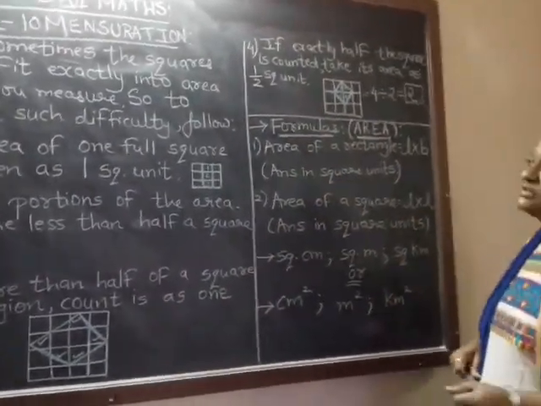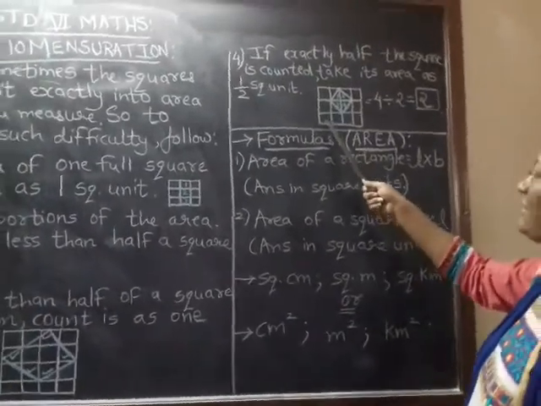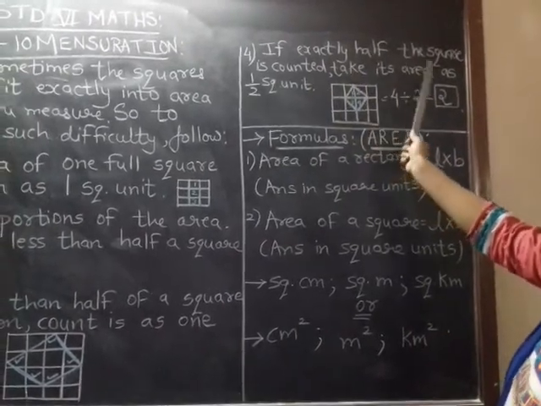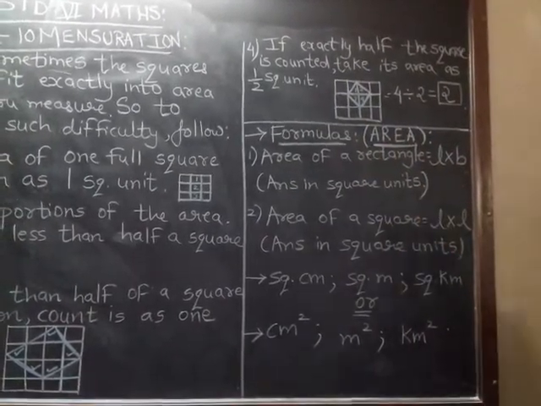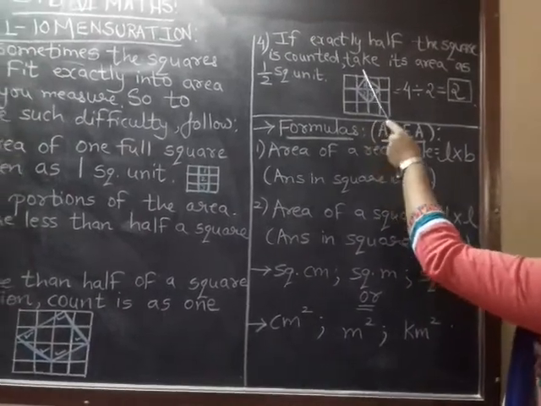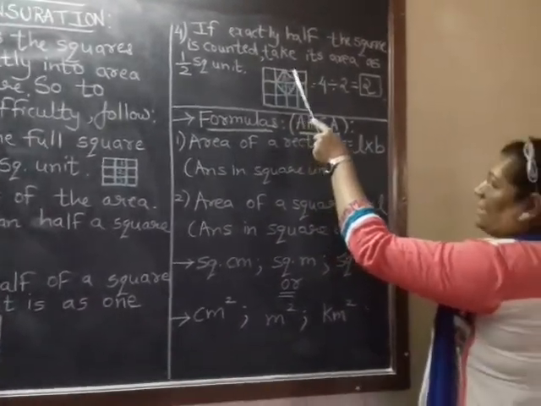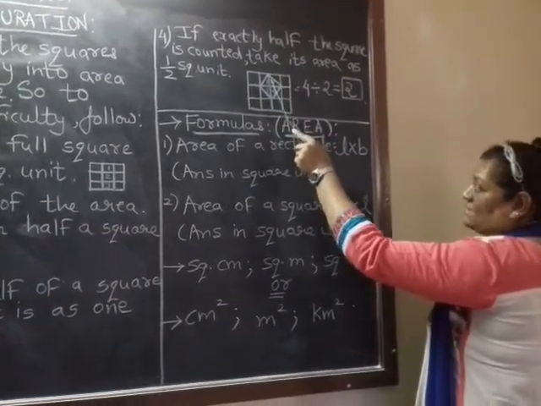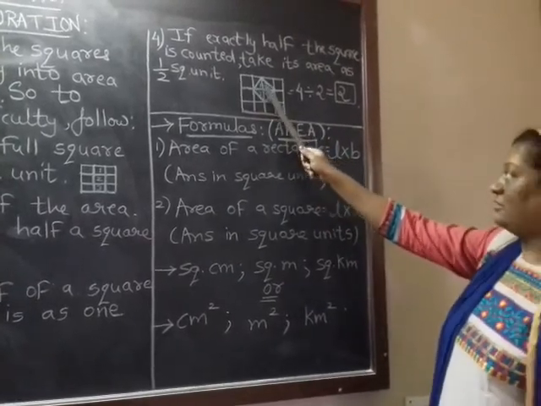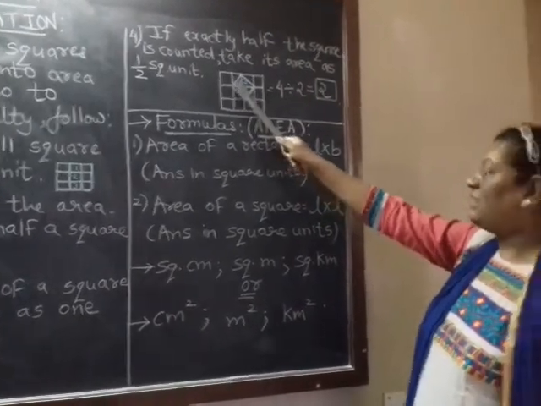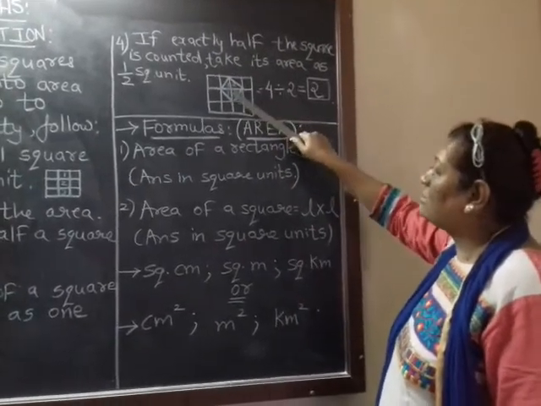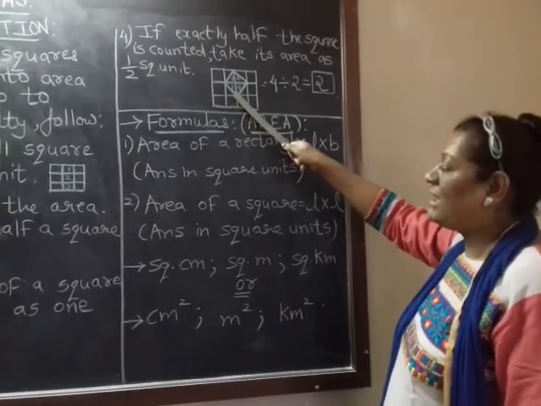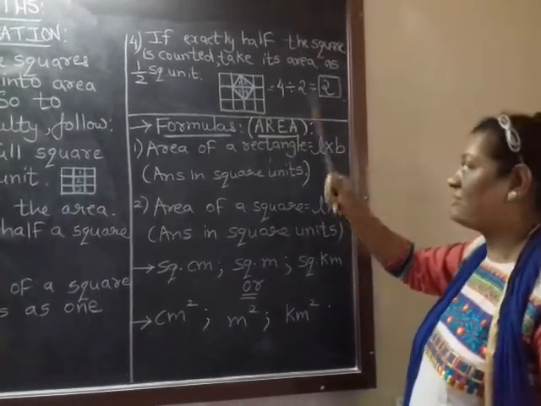Now the fourth and the last rule to solve the areas on the graph paper when a figure is given. If exactly half the square is covered, take its area as half square unit. This is most important. See, now you can check it out. The square is exactly divided into two parts, right? This is half and this is half. You can see I had marked the numbers 1, 2, 3 and 4. Now these 4 squares are divided exactly into two parts. But I am not supposed to count that as one full square, right?